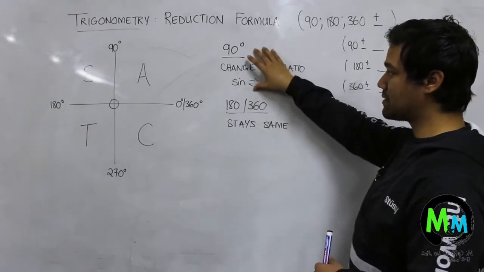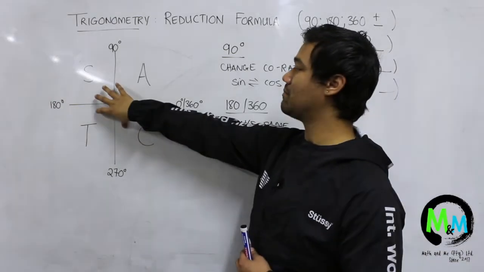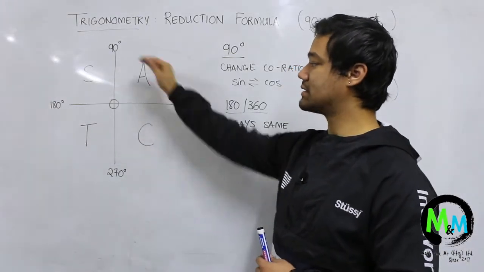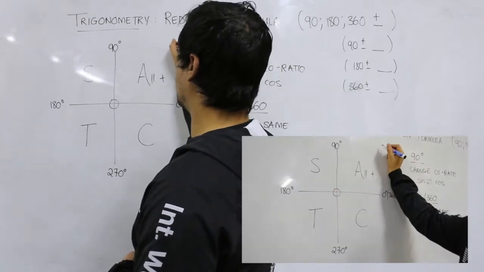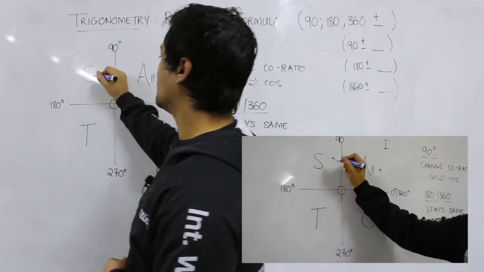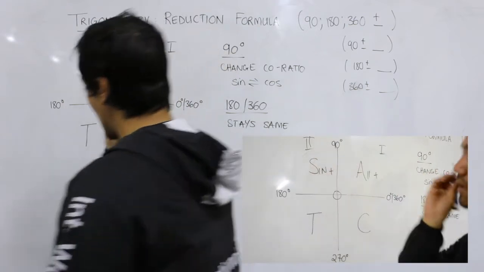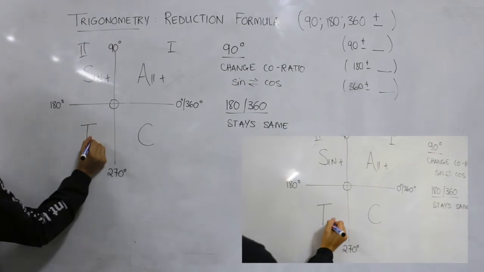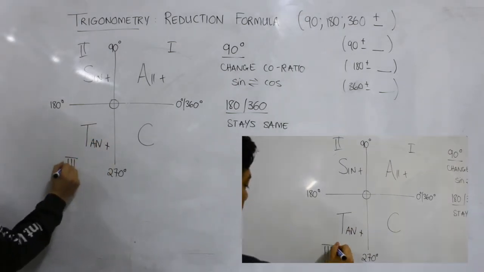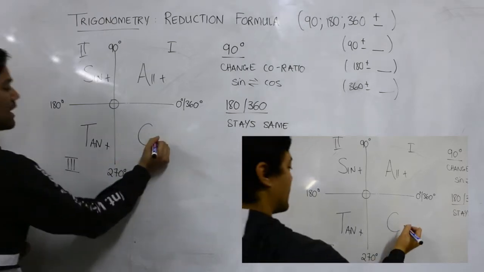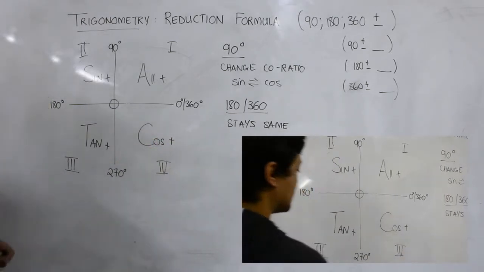So we keep this in mind, the 90, 180, 360 rule, and we'll use that with my CAST diagram. CAST diagram, obviously, A for all ratios are positive in my first quadrant. Second quadrant, we know sine is positive. Third quadrant, we know only tan is positive, right? Which means the other ratios are negative. And in my fourth quadrant, I know only cos is positive.